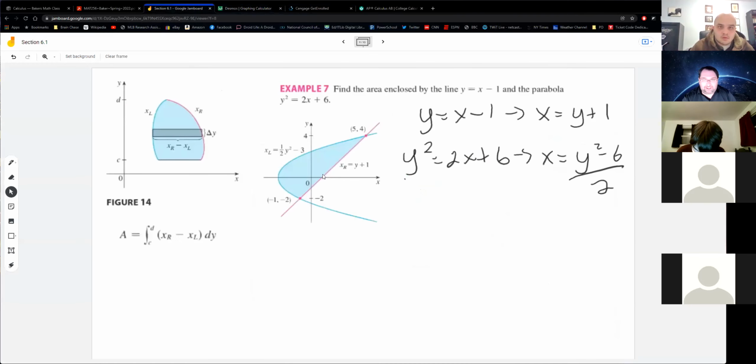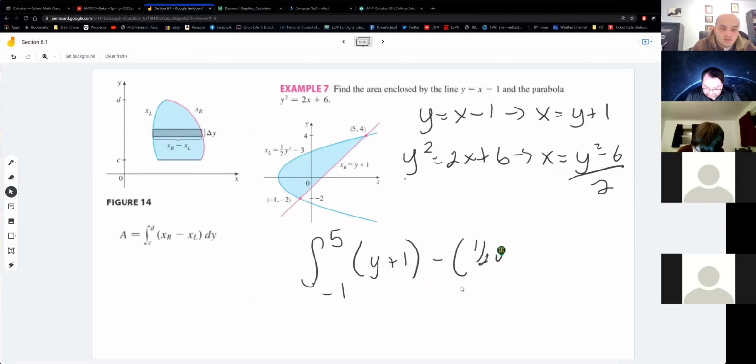So now I'll delete that so you can see the graph. It had the equation solved and I wanted to solve them first. So when we're doing our integral for this one, we're doing the integral from -1 to 5, and we're going to do y plus 1 minus 1/2 y squared minus 3. And it's dy, not dx.